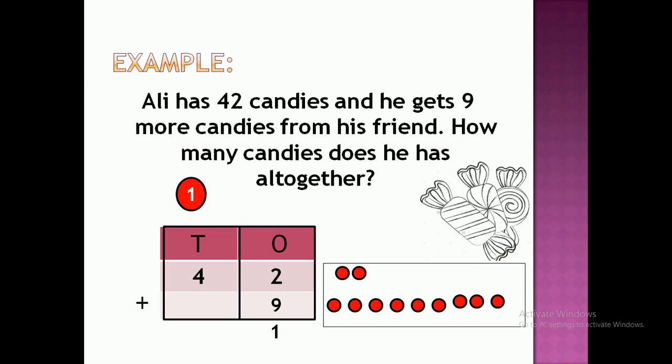In the tens column, here are 4 and 1, and we have to add 4 into 1, and when we add 4 into 1, we get 5. Let's see, 1 2 3 4 and 5. We get 5 and we will write 5 in the tens column. Now we know that Ali has 51 candies altogether.